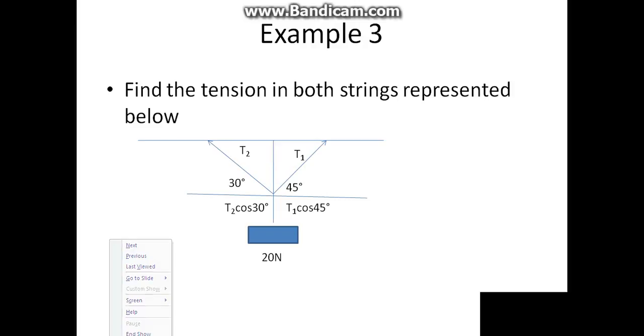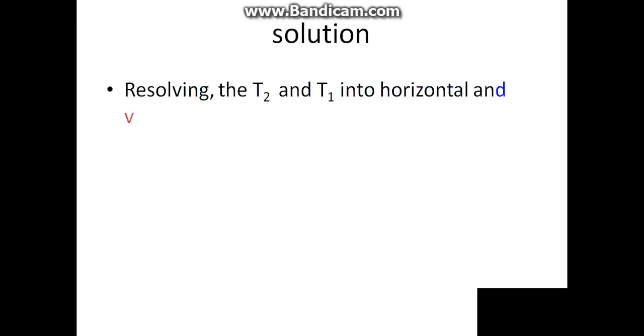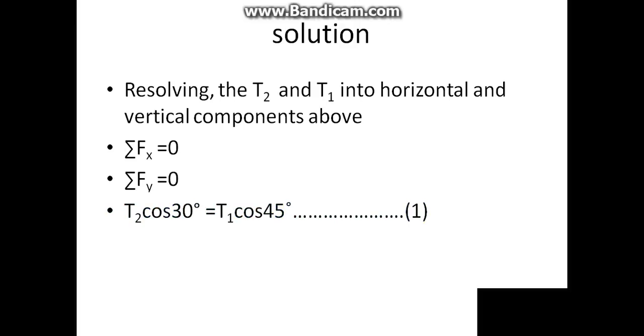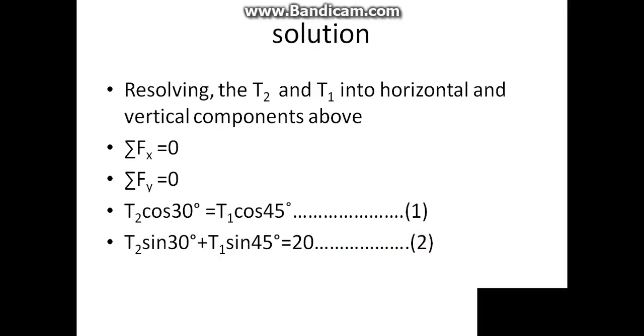Solution: resolving T2 and T1 into horizontal and vertical components, you have the sum of Fx is equal to 0 and the sum of Fy is equal to 0. T2 cos 30 is equal to T1 cos 45. This will be our equation 1. T2 sin 30 plus T1 sin 45 is equal to 20. This will now be our equation 2.